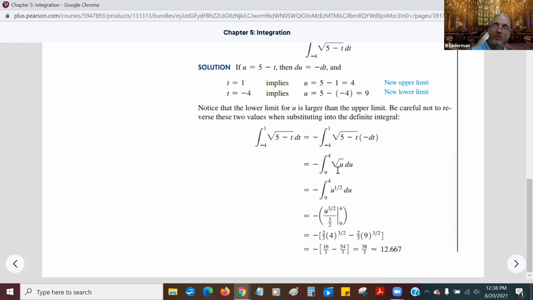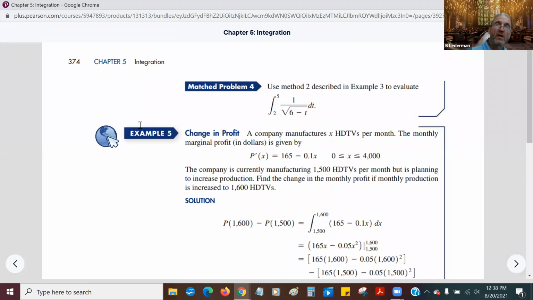I'm going to rewrite this as an exponent, u to the 1/2 power du. Integrate this, u to the 3/2 divided by 3/2, evaluated between 9 and 4. Crunch, plug in, subtract, blah, blah, blah. And I wound up getting 38 over 3, which is approximately 12.667. And that is awesome.